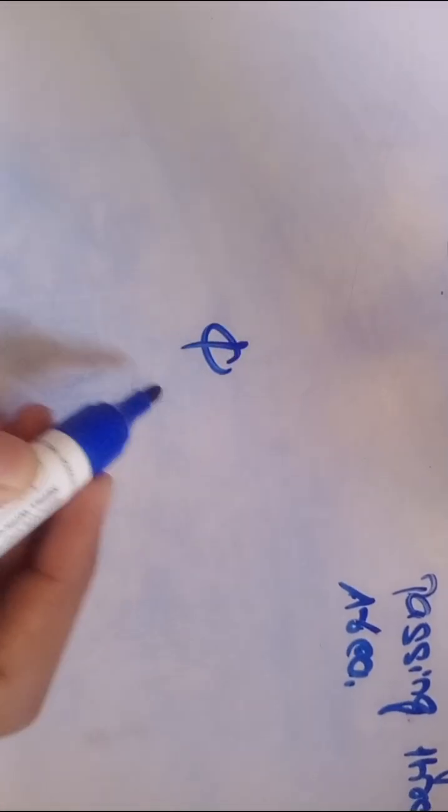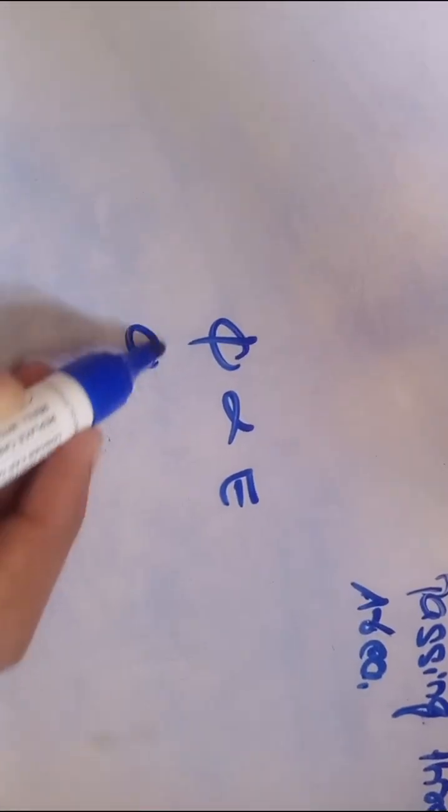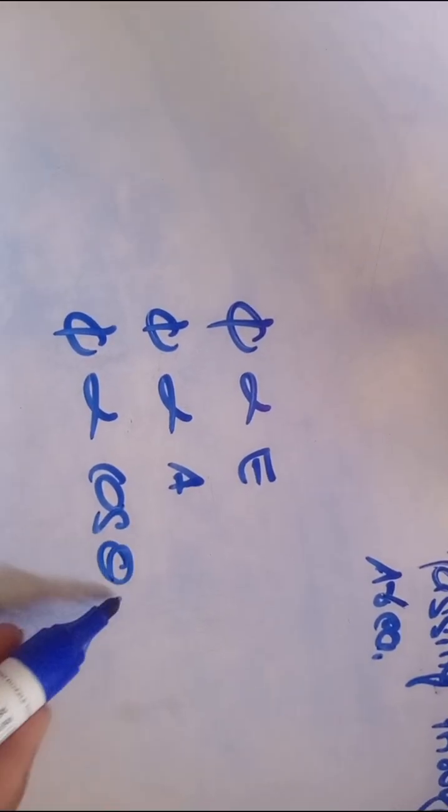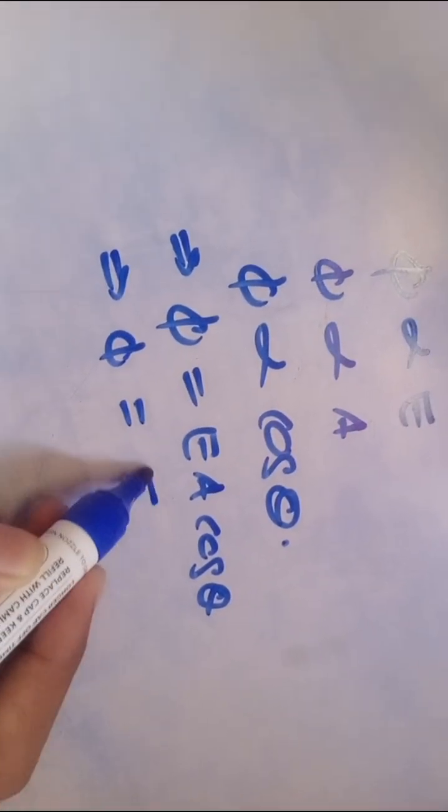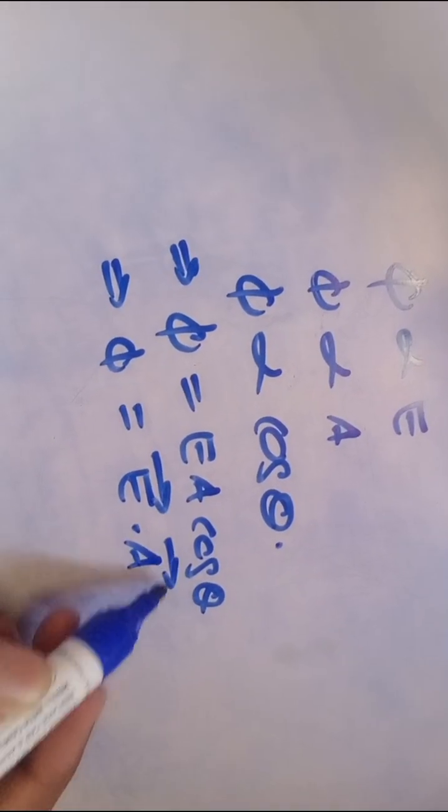So flux is directly proportional to electric field, directly proportional to area, and directly proportional to cos theta. So flux equals EA cos theta. So flux equals E vector dot A vector.